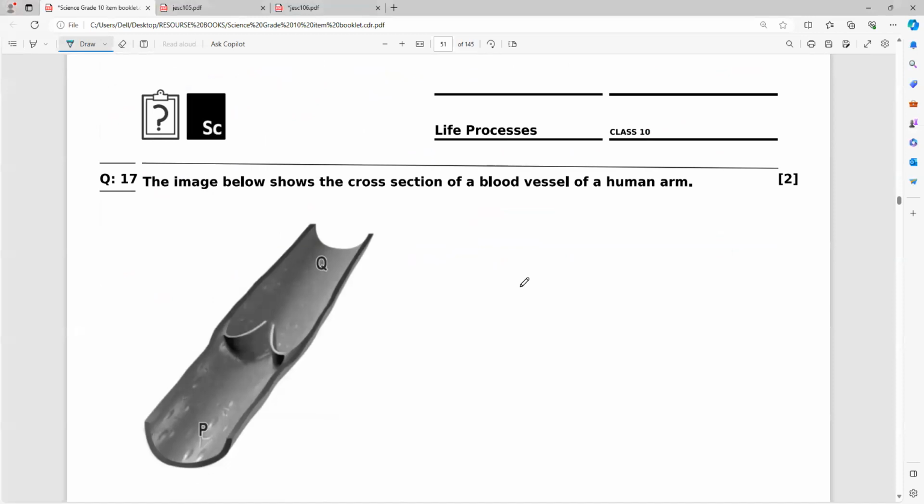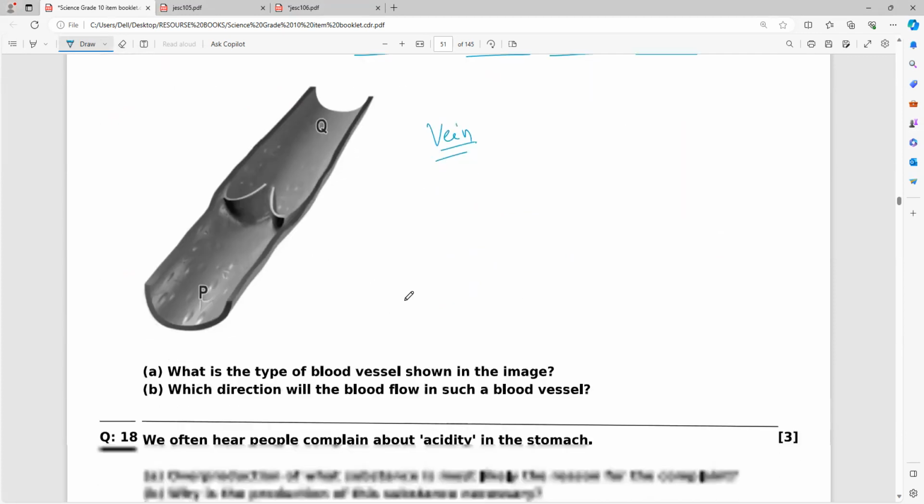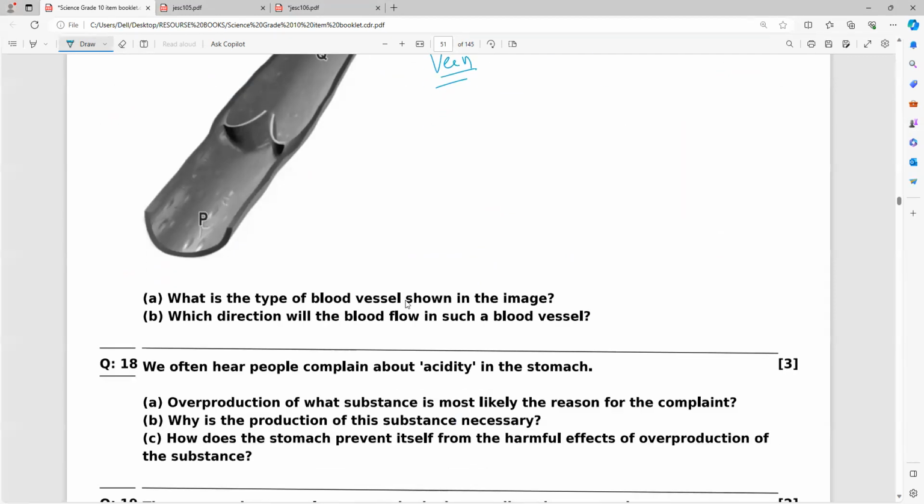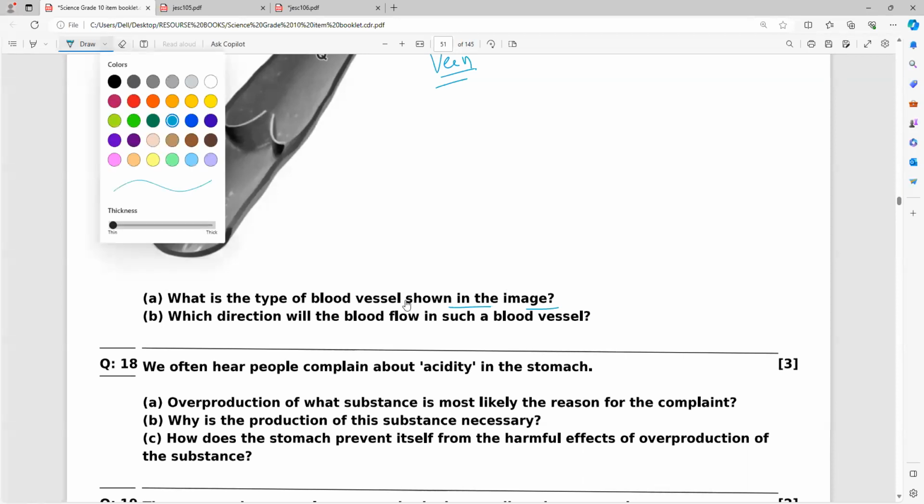So next, the image below shows the cross section of a blood vessel of a human arm. By seeing that, already we will understand that it is a what, everybody? All of you? It is the vein. Clear, everyone? So that is the first thing. What is the type of blood vessel shown in the image? That is what they are asking. What is the type of blood vessel? Vein. Vein.